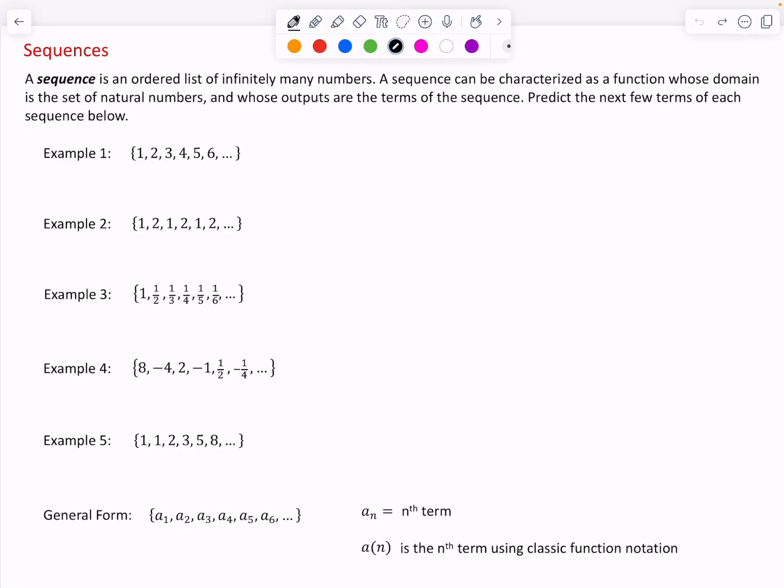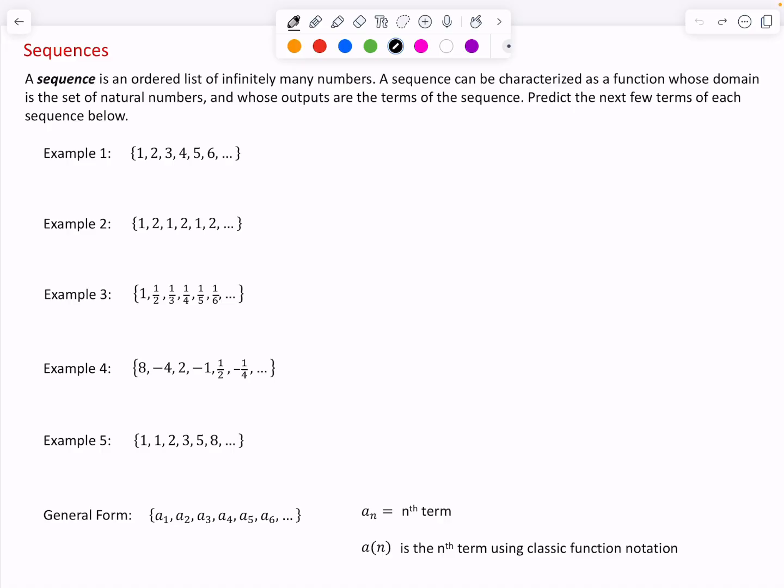Hello students, this lesson is on sequences. A sequence is an ordered list of infinitely many numbers. A sequence can be characterized as a function whose domain is the set of natural numbers, and whose outputs are the terms of the sequence.